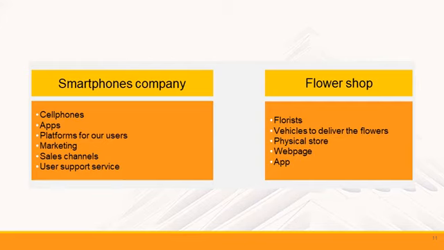And here we have a flower shop. A flower shop will need human resources. And that means they are going to need florists in order to sell and to prepare the different bouquets. I'm going to need vehicles to deliver the flowers that I'm selling. I will need also a physical store to offer my products and to establish these customer relationships. I will also need a web page because I'm sure that a lot of people are going to ask for the different bouquets through the web page. And I will need also an app, for example, to follow up the delivery of the product, both through the web page or even in the physical store.